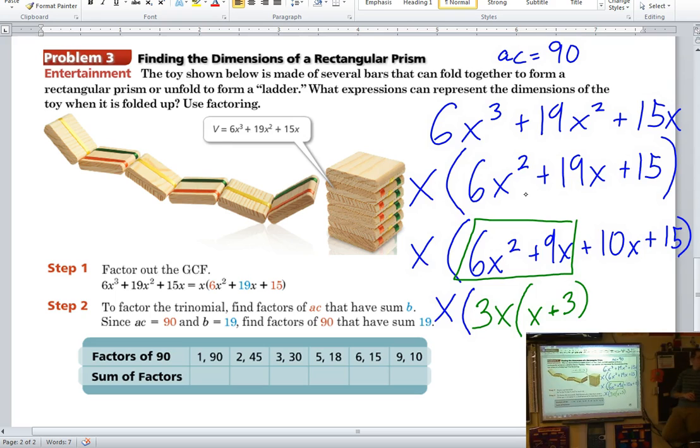Is there any way to organize these that isn't so confusing? Color. I mean, really, if you don't color code these things, it is fairly hard to keep track of what's what. 10x and 15, what can factor out of that? 5. Just 5, no x. We get... So it's pink.